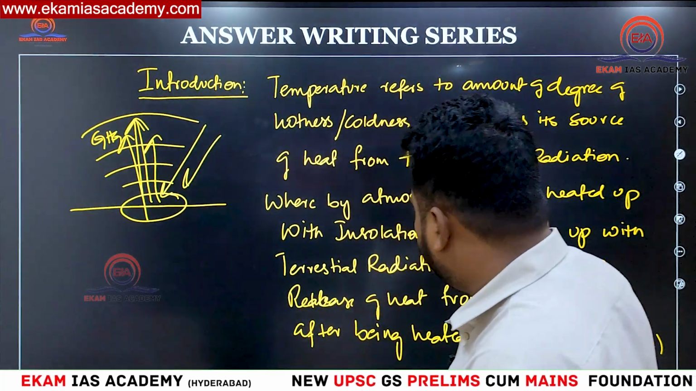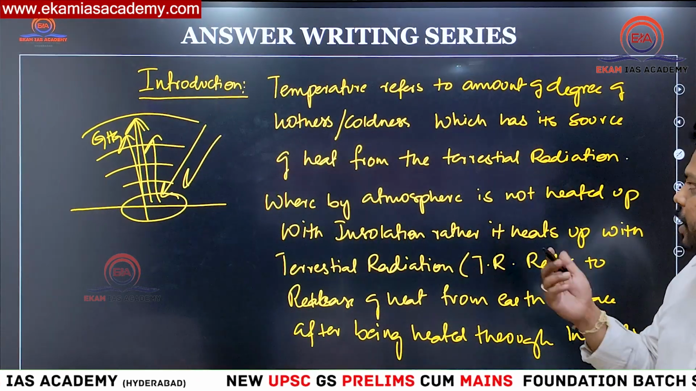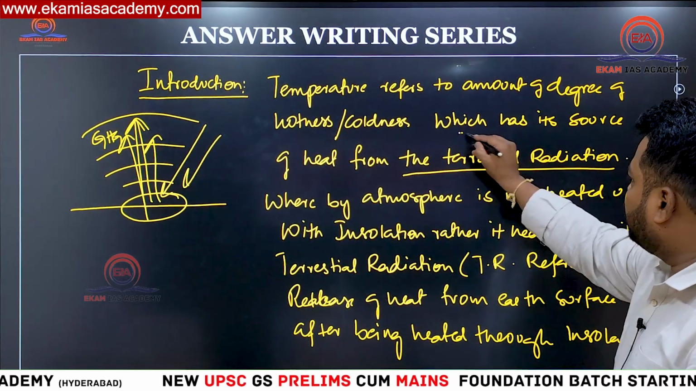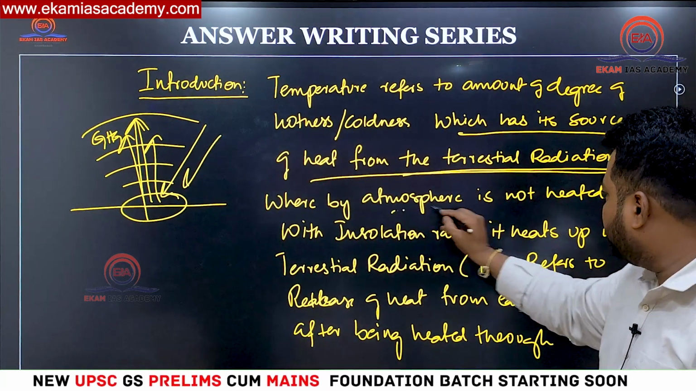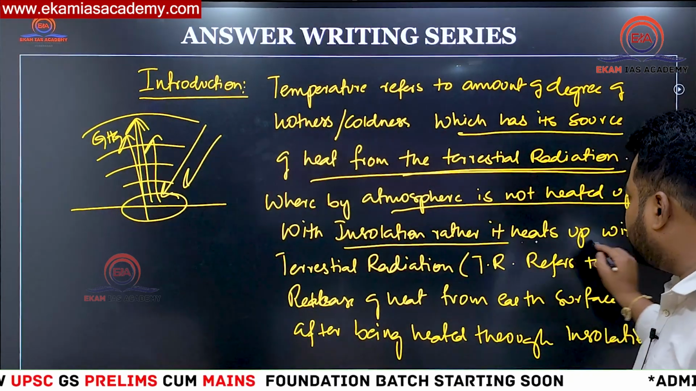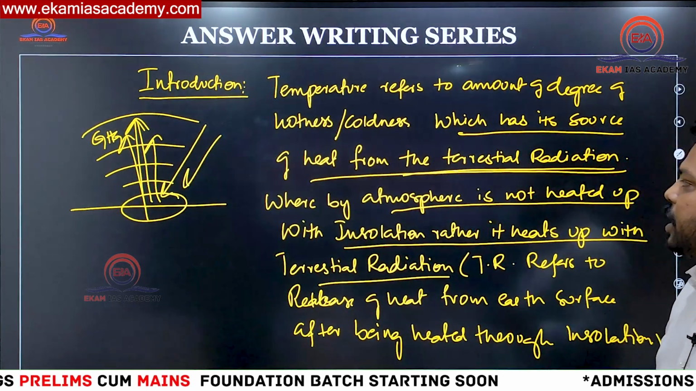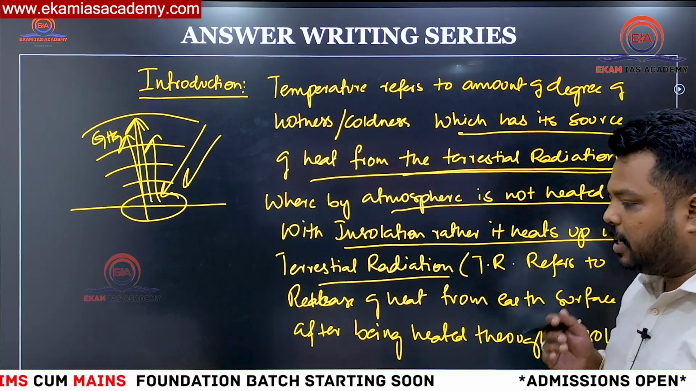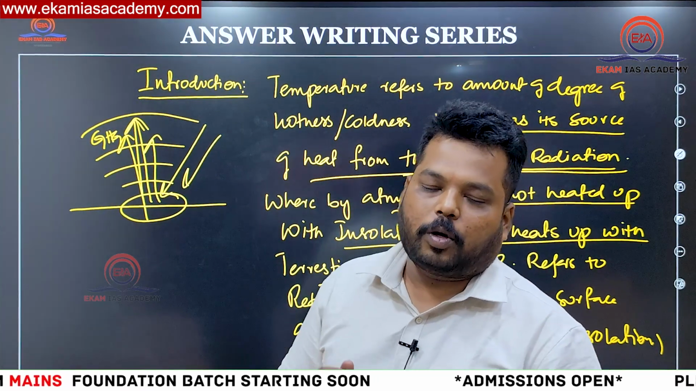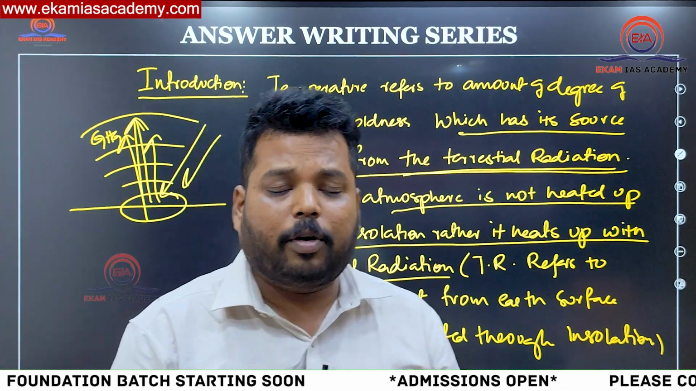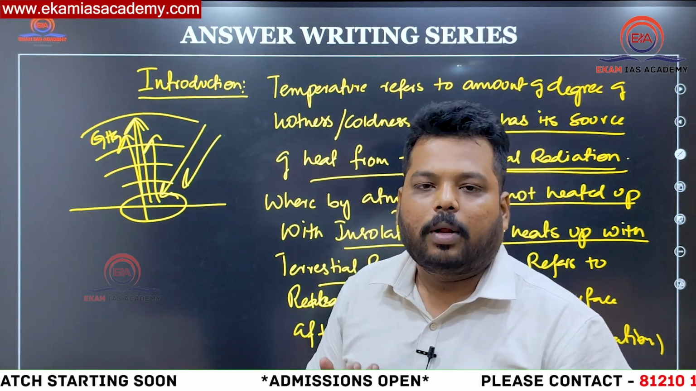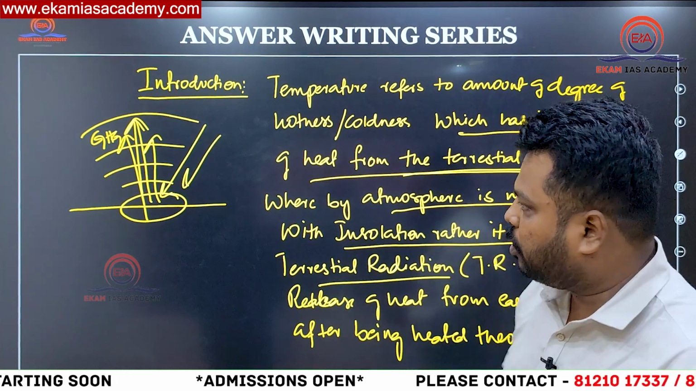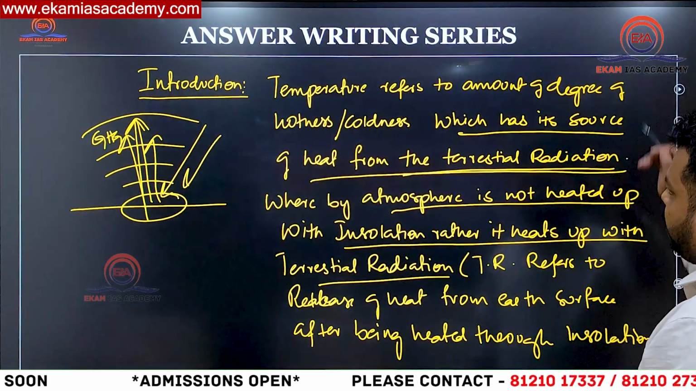Okay, so this is the best possible introduction which you can write: which has its source of heat from terrestrial radiation, where the atmosphere is not heated up with insolation, rather it heats up with terrestrial radiation. If you give such a good introduction in the answer, it will help the examiner understand better. The examiner first understands your answer, then he will give you very good marks.